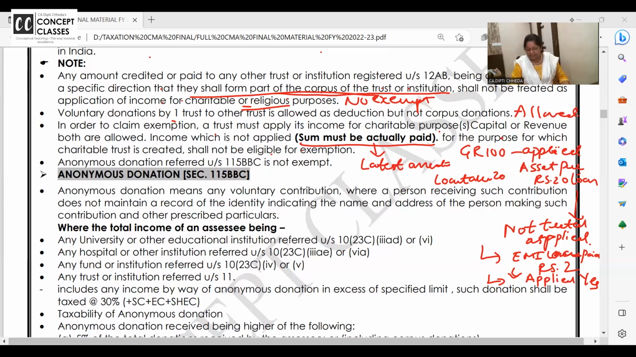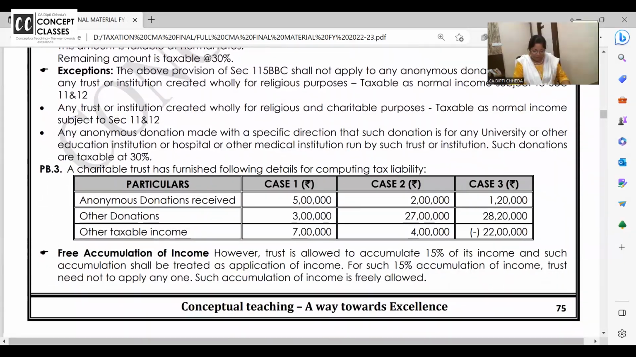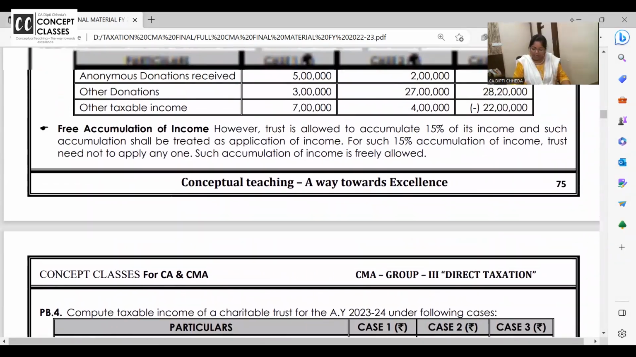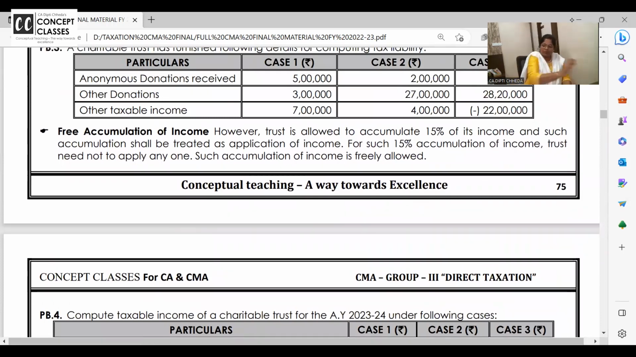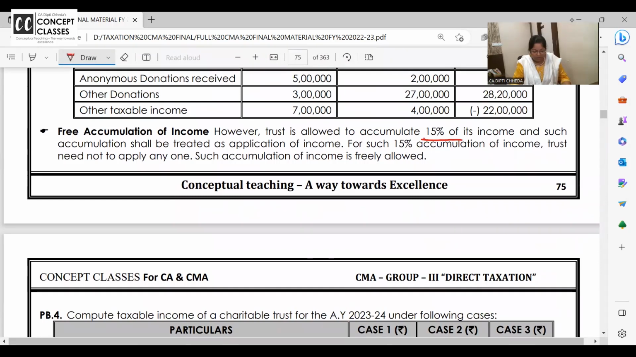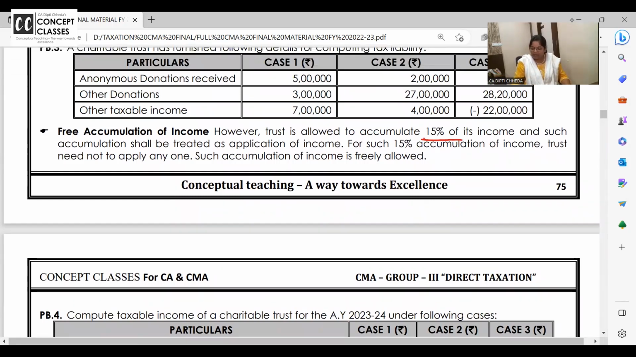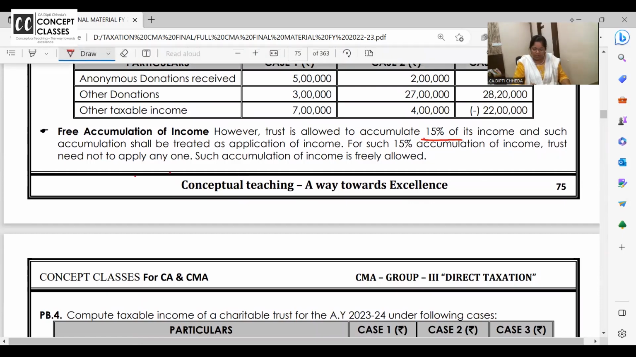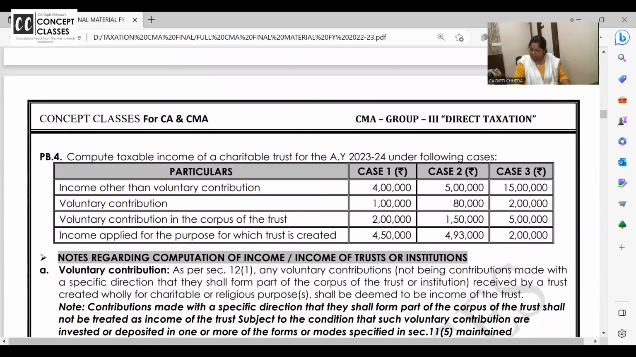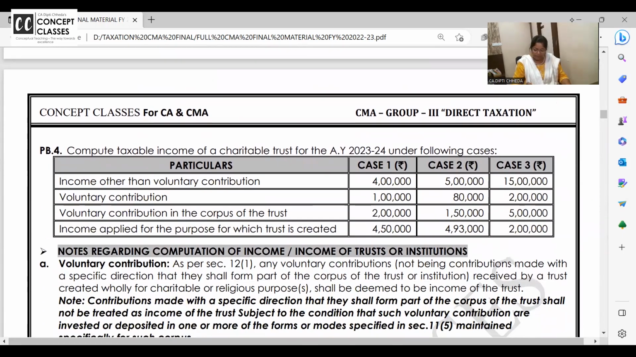It's very nice, huh? This example. Anonymous donations you leave. Free accumulation, I already told you. This is a rule: a trust is allowed to accumulate 50% of income without application. They can accumulate it. 50% accumulation, the trust need not apply. It's allowed. Yes.